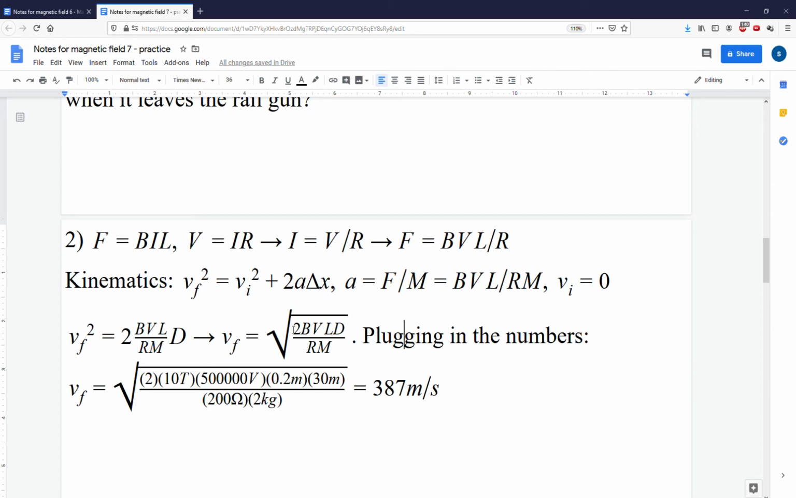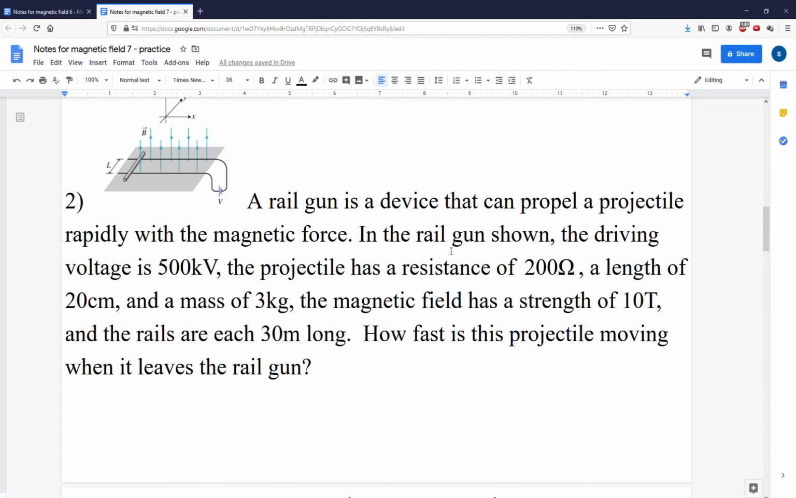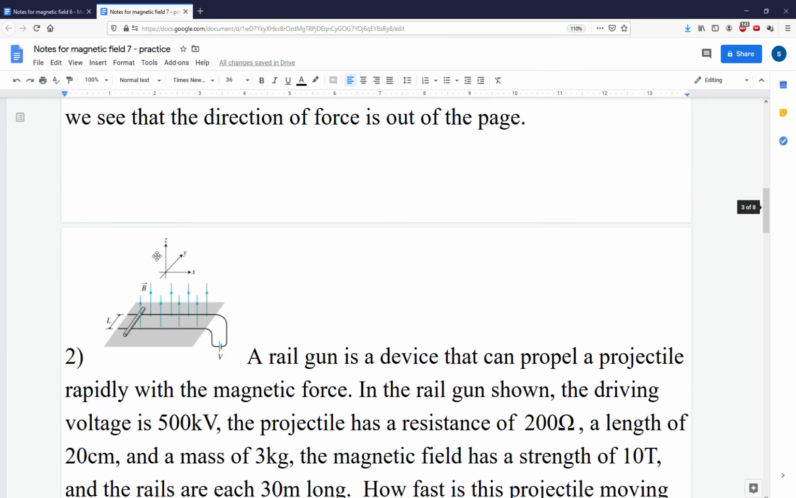Now, one thing we should be careful about, we have been given two distances. We have been given 20 centimeters and 30 meters. So we need to be careful to understand which is which. In the formula for the magnetic force on the projectile, the L should be the size of the projectile itself. So L should be this L right here.